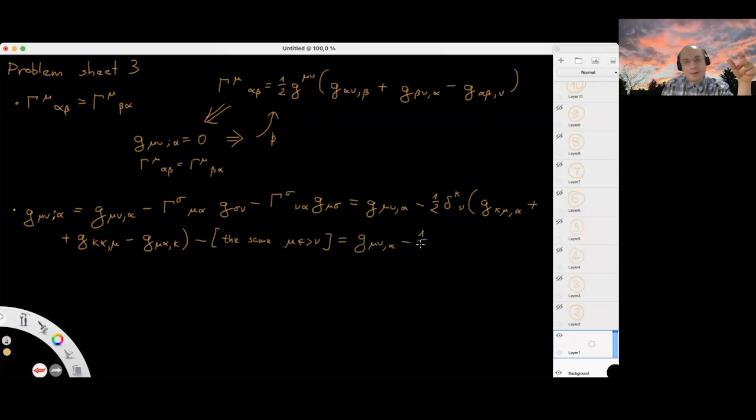So this is minus half g nu mu alpha plus g, I substitute kappa with nu again, minus g mu alpha nu. And then I've got another term from this thing over here, and I get it just by swapping the indices mu and nu.